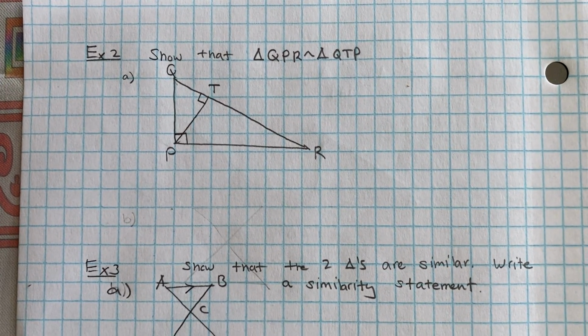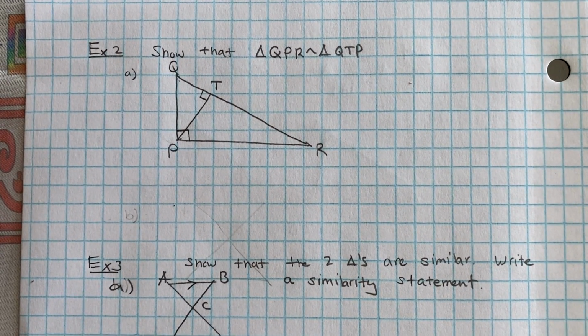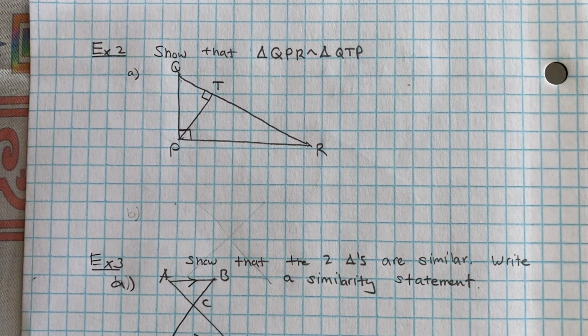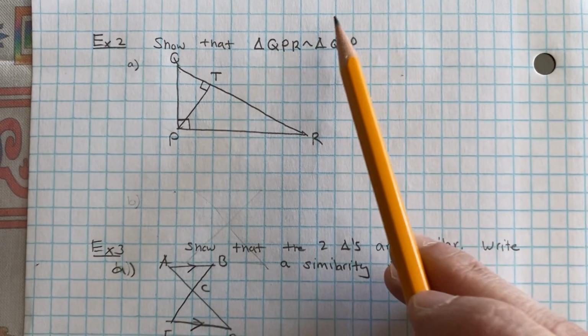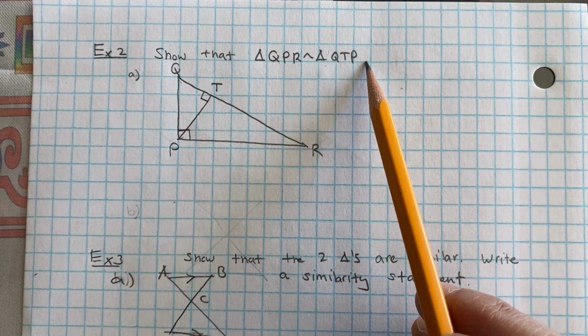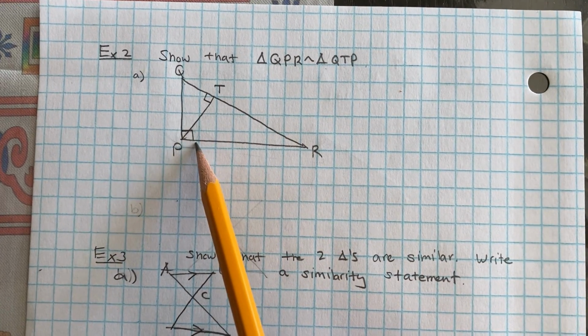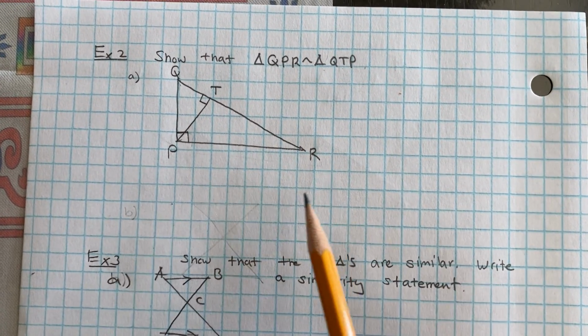Okay, so we're going to finish up the last couple of examples. Example 2 says, show that triangle QPR is similar to triangle QTP. And so over here I have a right triangle QPR, right? This little symbol means right angle. And how do I show that?